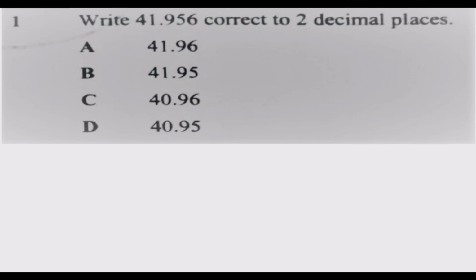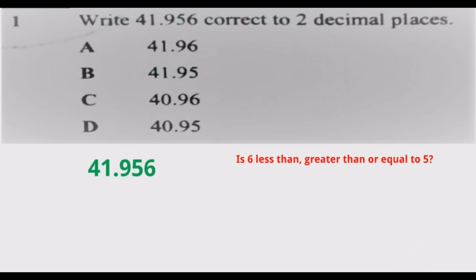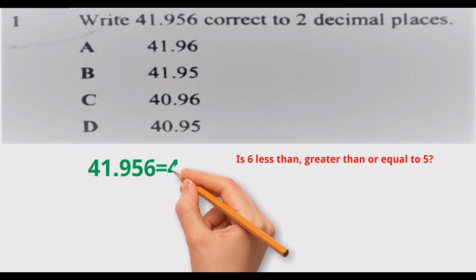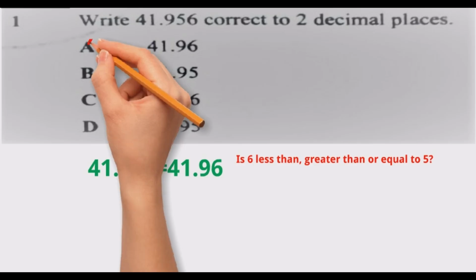So I'm going to write 41.956, then I'm going to round off 6. When rounding off 6, I'm going to ask myself a question: is 6 less than, greater than, or equal to 5? So 6 is greater than 5. Therefore, we will add 1 to 5 and it will become 6. Hence, the answer will be 41.96. Consequently, the correct answer is A.